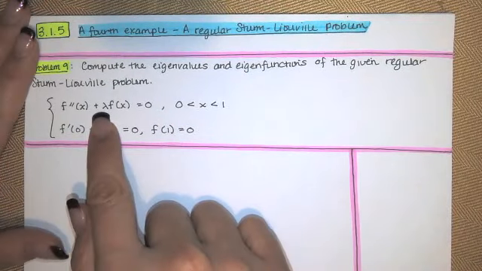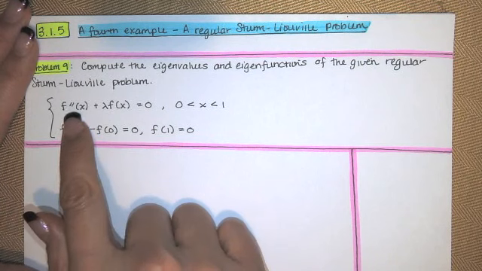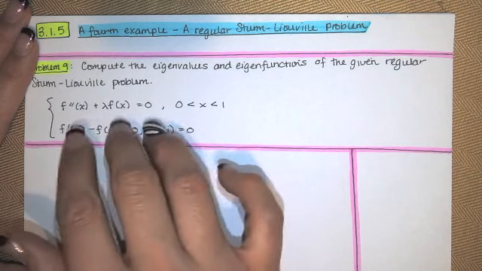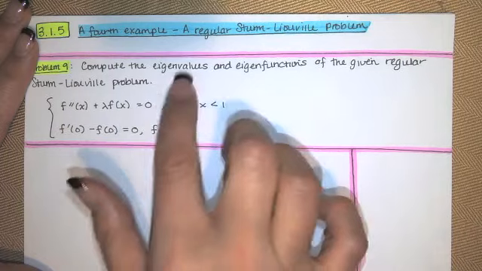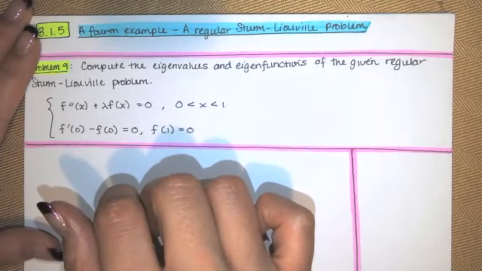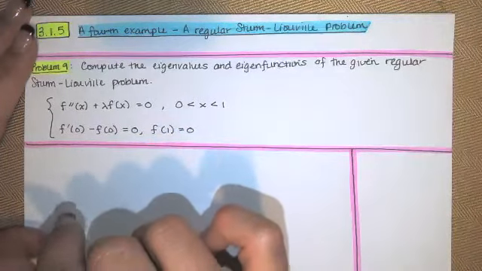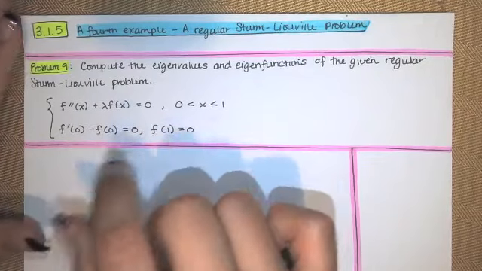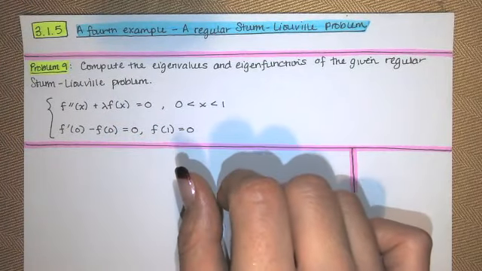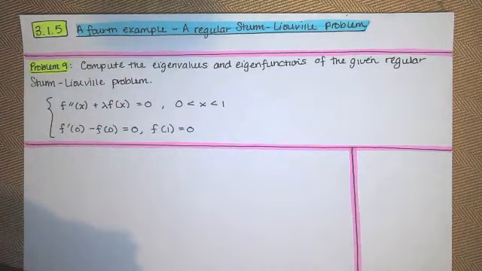The values of lambda that correspond to solutions to this boundary value problem are called the eigenvalues of the regular Sturm-Liouville problem. And the corresponding functions for each of those lambdas is called an eigenfunction. We've got infinitely many eigenvalues and we'll have infinitely many eigenfunctions. And as n goes to infinity, the eigenvalues will go to infinity.